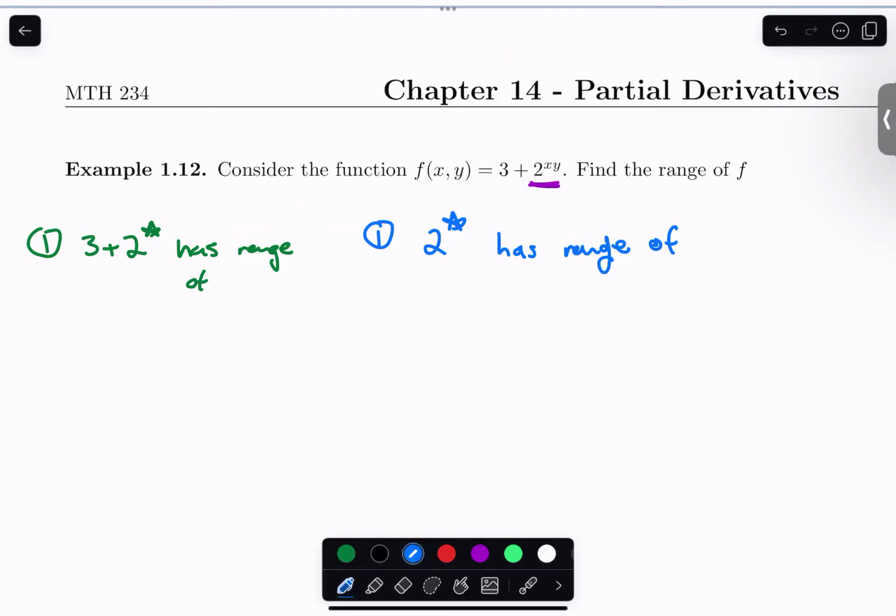All right, let's start talking about this one together here. So if you wanted to, you could start with the full function, that this has 3 plus 2 to some power. That's kind of the outermost thing that's happening here. But my hint to you is maybe just start with a 2 raised to some power. I think that's a little bit more natural, and think about what that range is. So that's what I would like to take as my outer function.